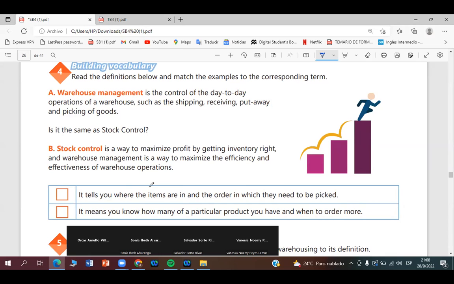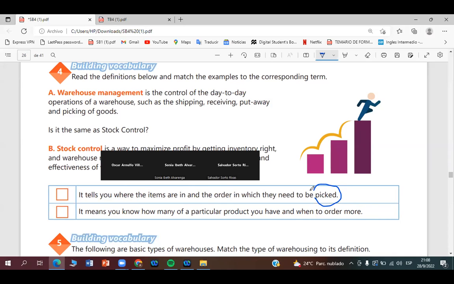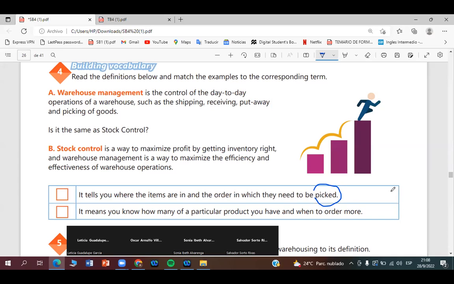Okay, very nice. But la palabra picked significa, ¿verdad?, que vamos a pasar llevando algo. Por ejemplo, si usted le dice a alguien, hey, pásame llevando por el trabajo, hey, pick me up in my job. Ese pick es una forma de decir que pasen por usted. Aquí hay una parte muy importante que dice, miren, que le dice dónde está el producto, y cómo van a ser prácticamente desplazados de su warehouse.